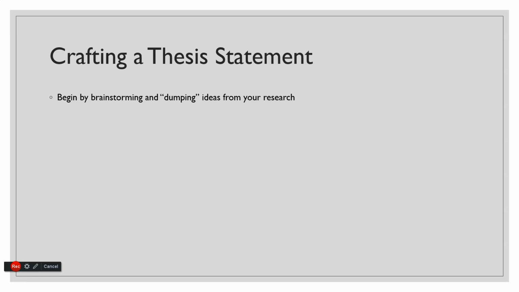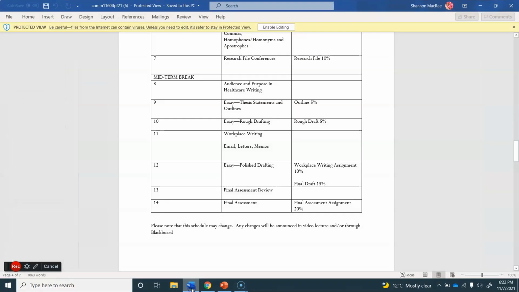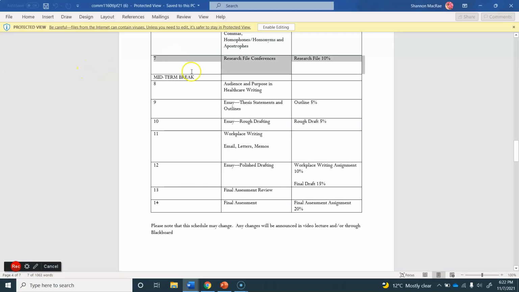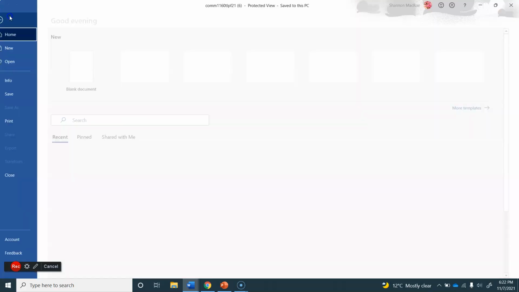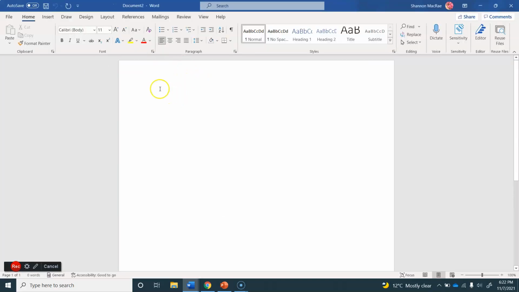Okay, so the first thing I suggest when you're crafting a thesis statement is to begin by brainstorming and literally dumping ideas from your research. So for example, I'm just going to go into Word and open up a blank document for you here. Let's say I were working on an essay, I'll pick something that everybody knows a lot about, the flu.